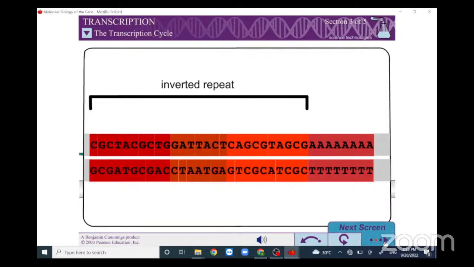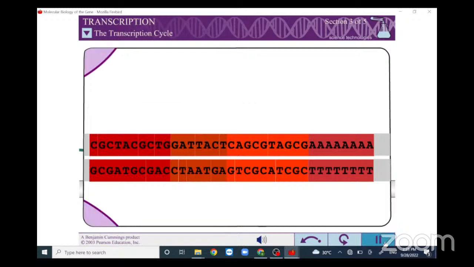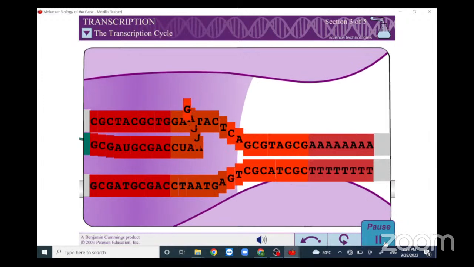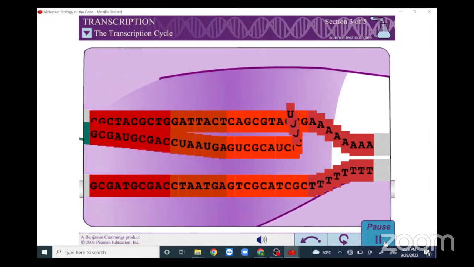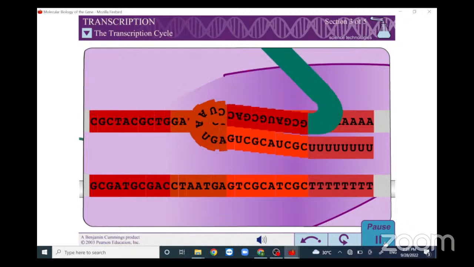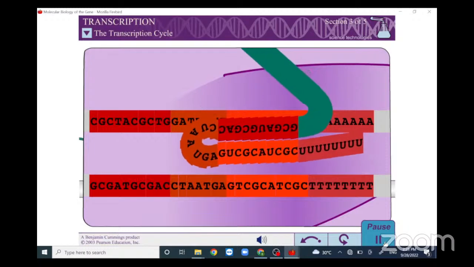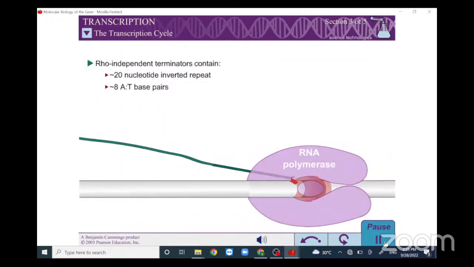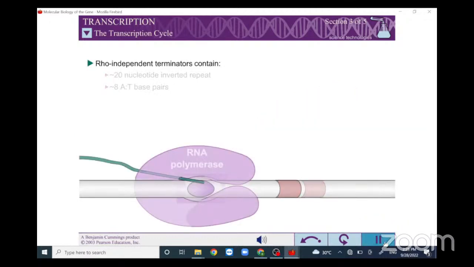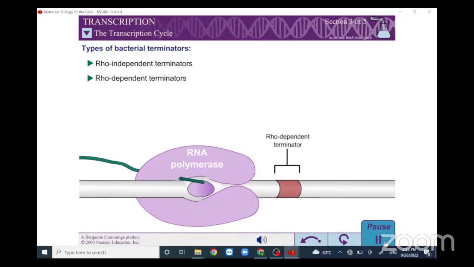What you are going to do is just see there. When there is a stop codon, it is going to bind and it is going to stop. So what binds and stops is rho independent. There will be 20 nucleotide inverted repeats. When such inverted repeats are there, it gets cut. That is rho independent terminators. Then what you have is rho dependent terminators.